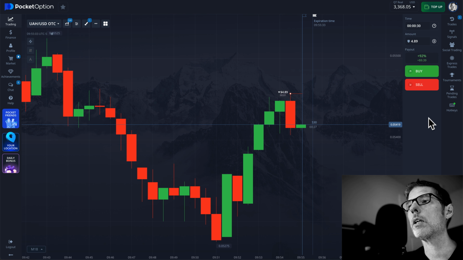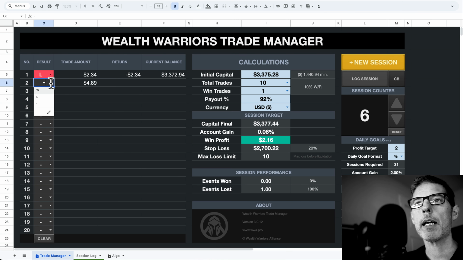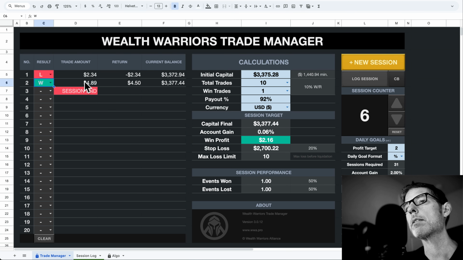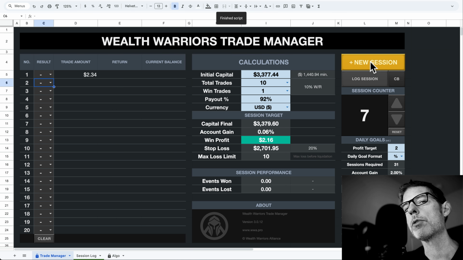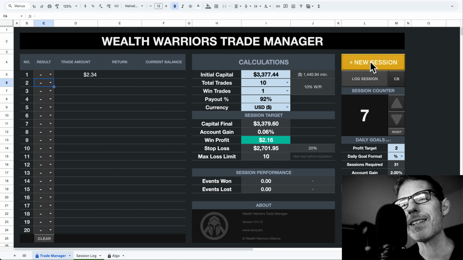3 more seconds to go, and there it is. So let's go ahead and I'll mark this as a W. We did win that second trade. That's awesome. Go ahead and click on New Session. And we have some automated features with the new Trade Manager version 3. It will match the capital that you have inside Pocket Option. Don't ask me how it does this, but it just knows. This is just the way we've designed it.